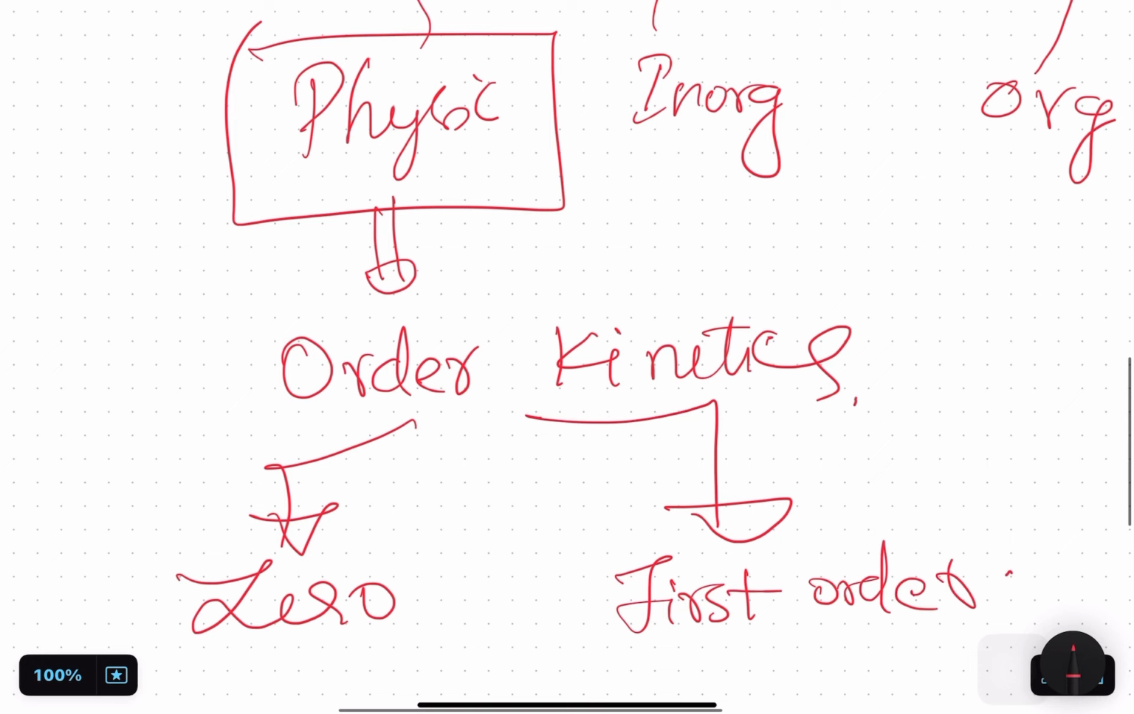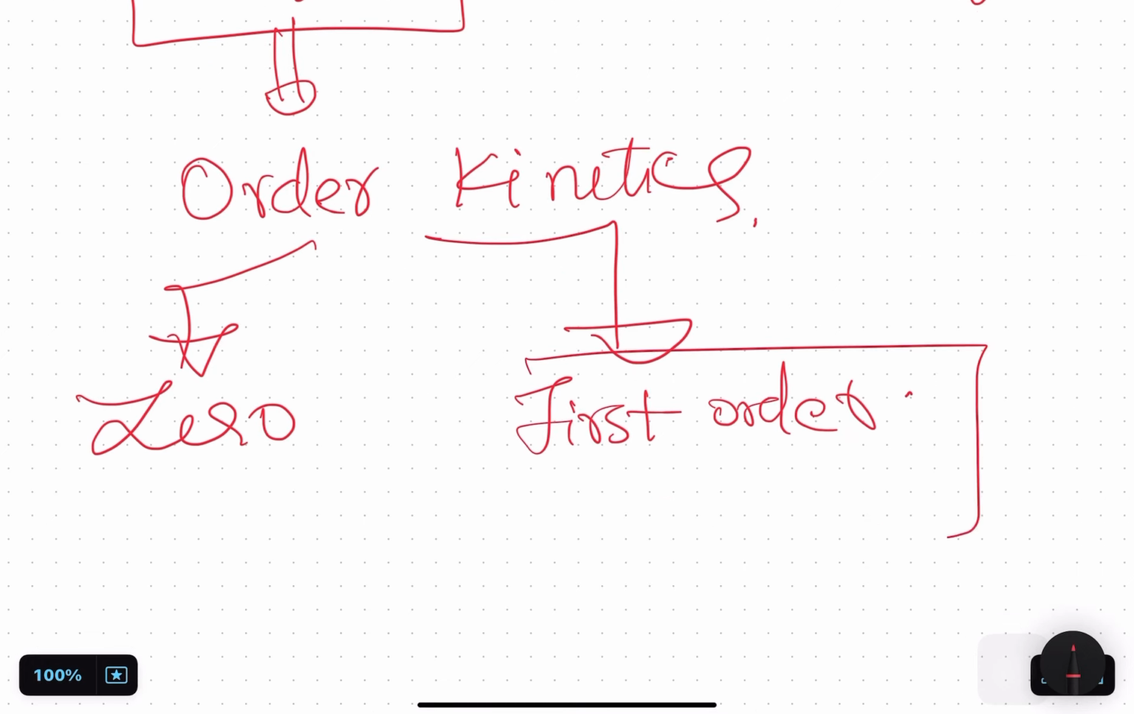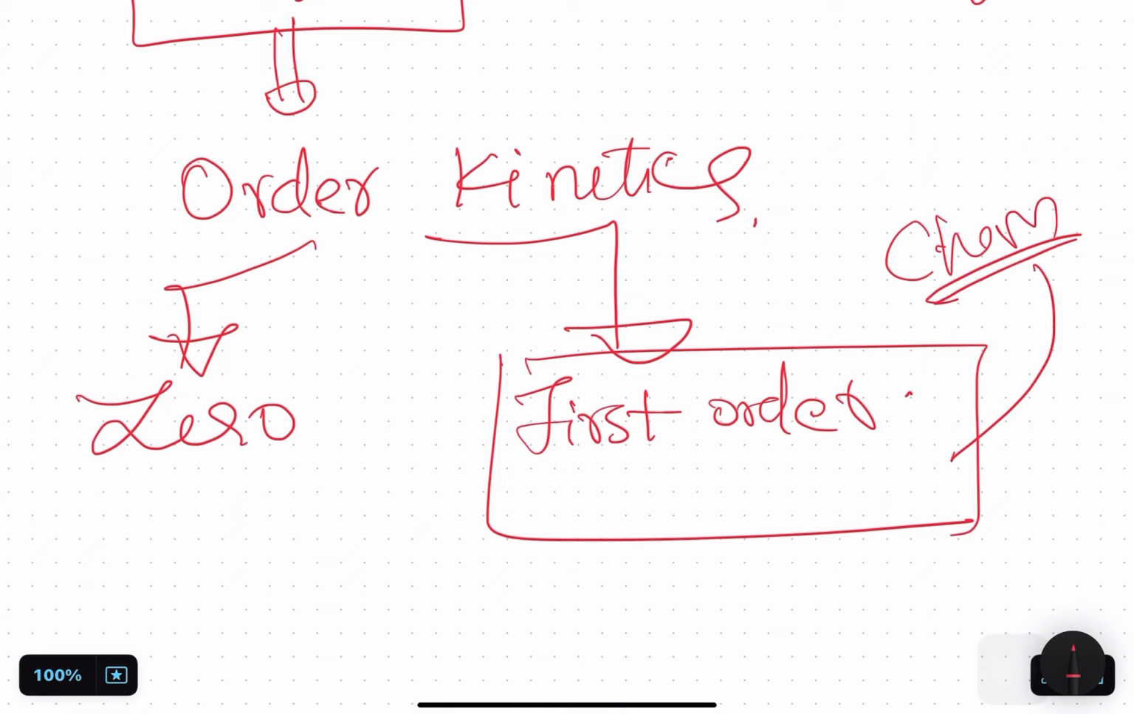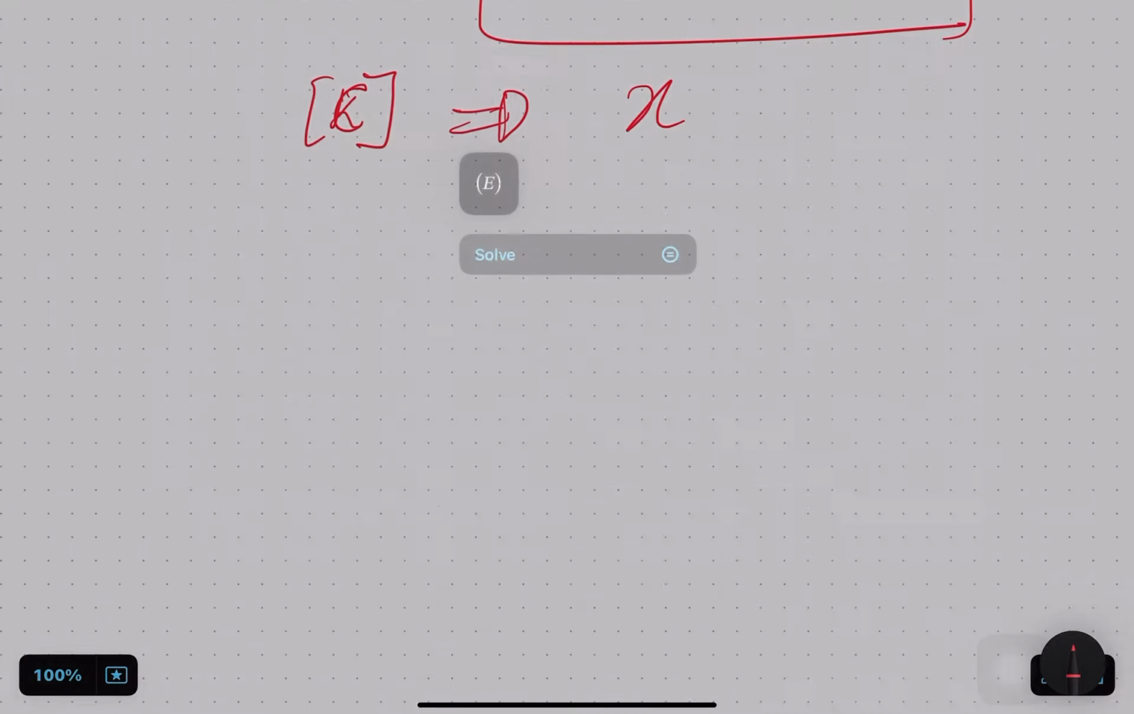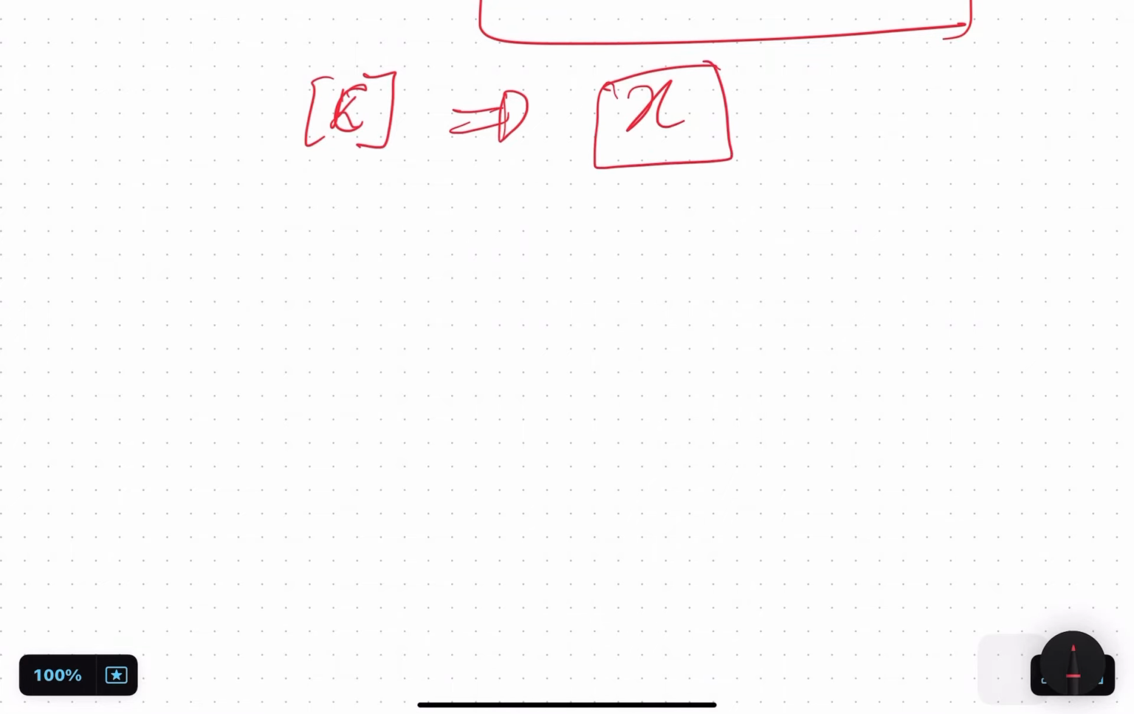According to theory, cancer chemotherapy drugs follow first order kinetics. So what does first order kinetics do? In first order kinetics, the concentration of the drug reduces by half. So for example, you are giving a cancer chemotherapy drug. Let it be X. Let us not make it very complex. So you're giving a drug X.